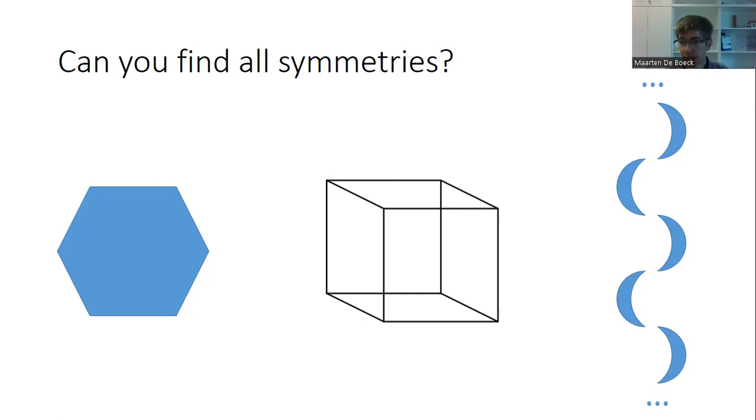And then the object on the end, which stretches infinitely up and down and has this pattern of moons. Well, you could ask yourself, which symmetries can I find? You will see it has an infinite number of symmetries. But which ones are there?